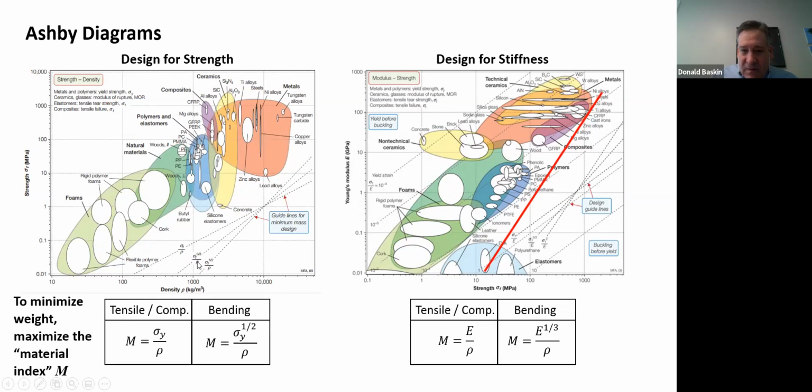The slope of these lines is given by this M value. In order to maximize the potential for structural efficiency, you want to maximize this M, so increase the slope. So you can look for materials at different slopes, different guidelines here, and then you can begin comparing different alloys within a given bubble.